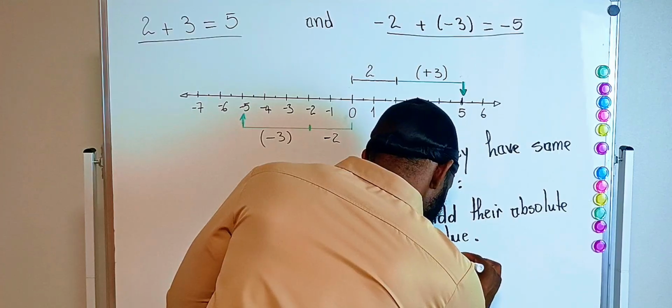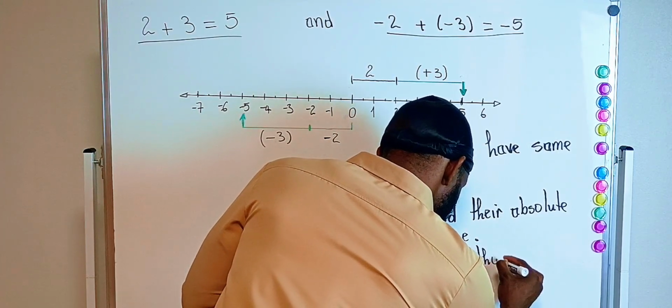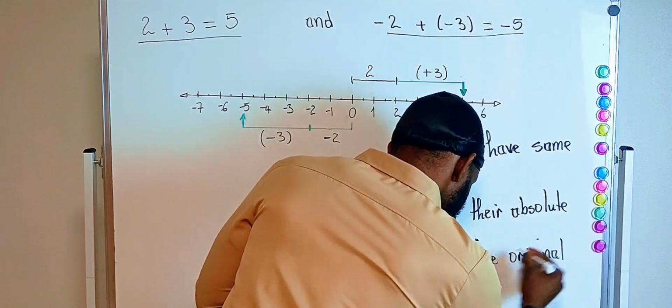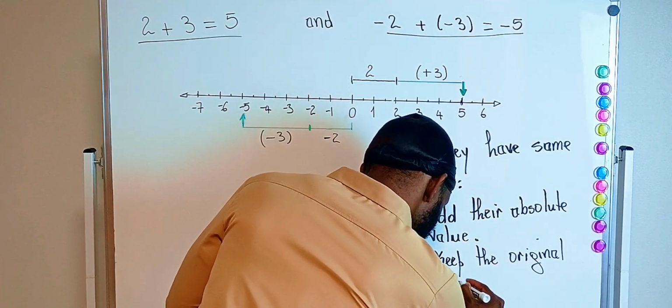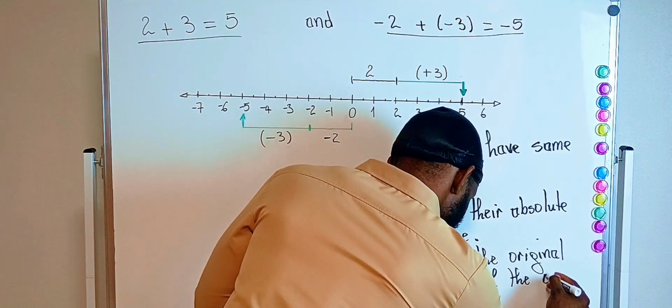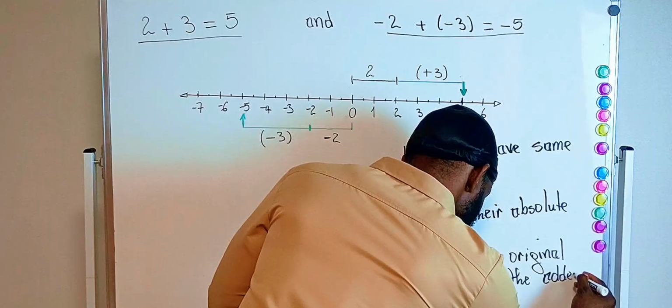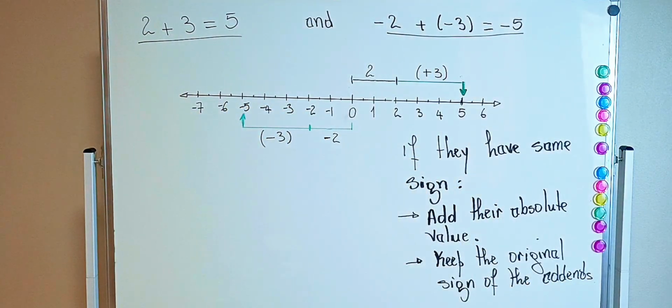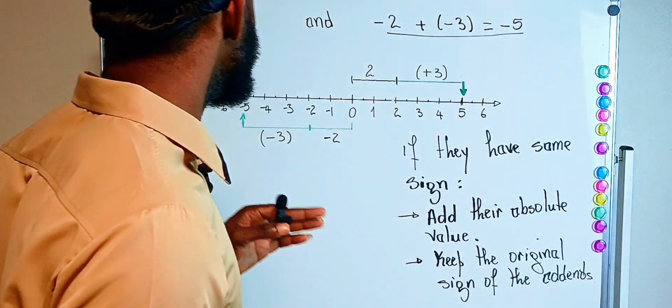Add their absolute value, and secondly, we keep the original sign of the addend. Okay, we keep the original sign, okay, of the addends. So this is exactly what you should do. You add the absolute value of the numbers and keep the original sign of the addends.